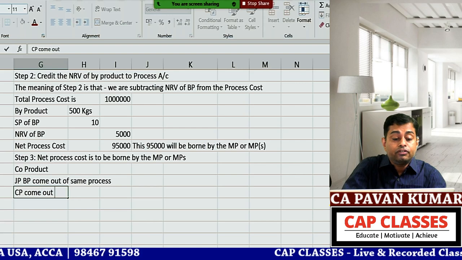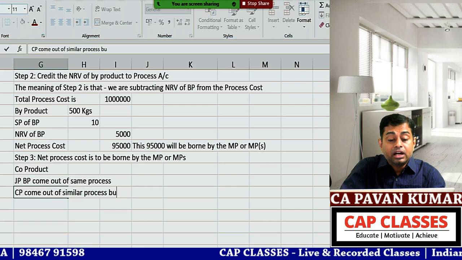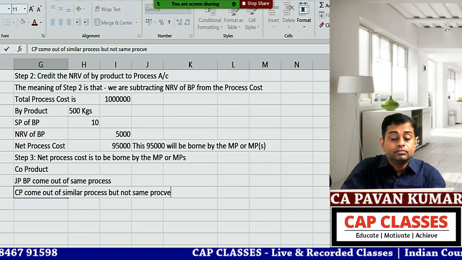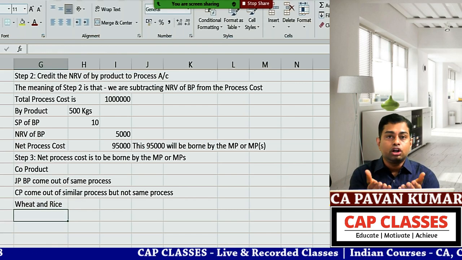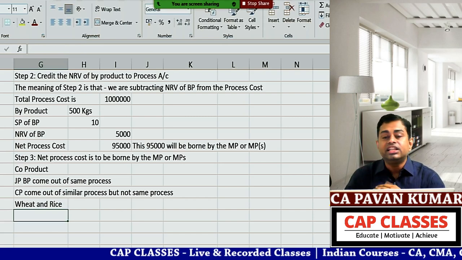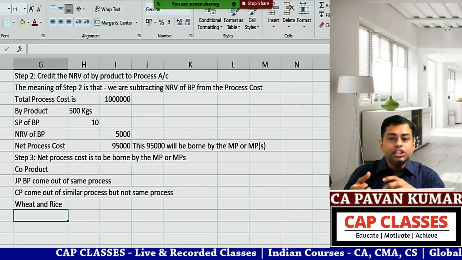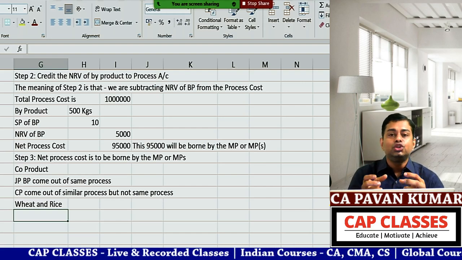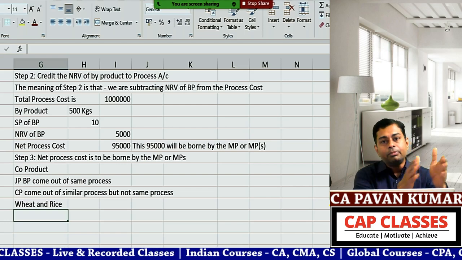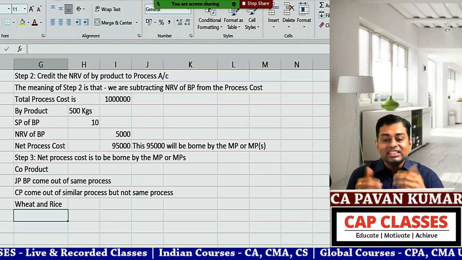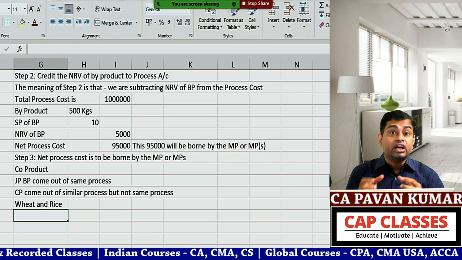Co-products come out of similar processes, but not the same process. For example, wheat and rice. You are growing wheat in your land, and you are growing rice in your land. The process could be more or less the same, the activities you do could be more or less the same. But there is no situation of sharing expenses between wheat and rice, because that is a separate process, and this is a separate process. That is the reason accounting is not required. So joint product or byproduct accounting is not required.